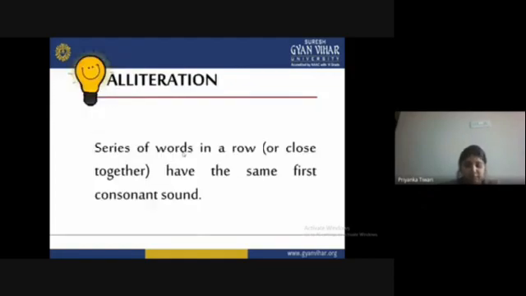So we can simply say that, and we are just taking first of all simile. So simile is a comparison.